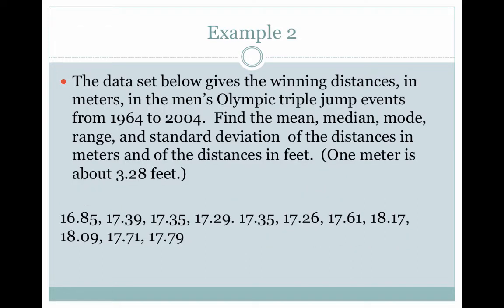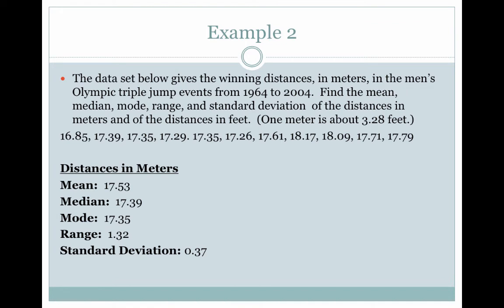Okay, so let's look at what happens when we multiply. Is it going to be the same thing, or will the range and standard deviation also be affected? The data set below gives the winning distances in meters in the men's Olympic triple jump events from 1964 to 2004. We want to find the mean, median, mode, range, and standard deviation of the distances in meters and the distances in feet. 1 meter is about 3.28 feet.